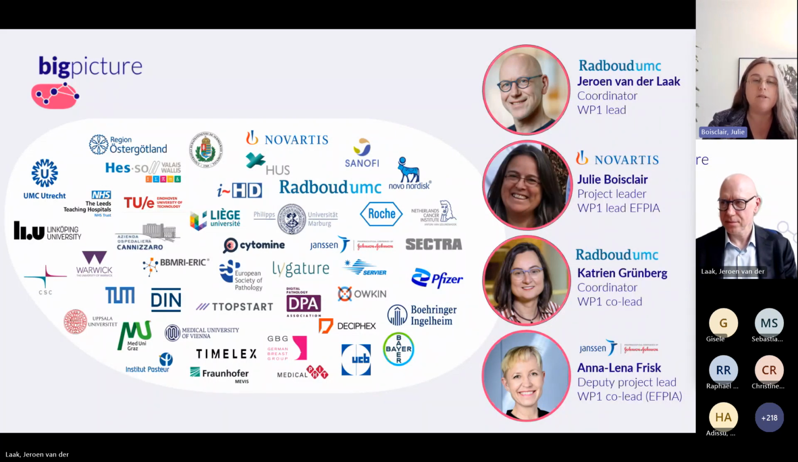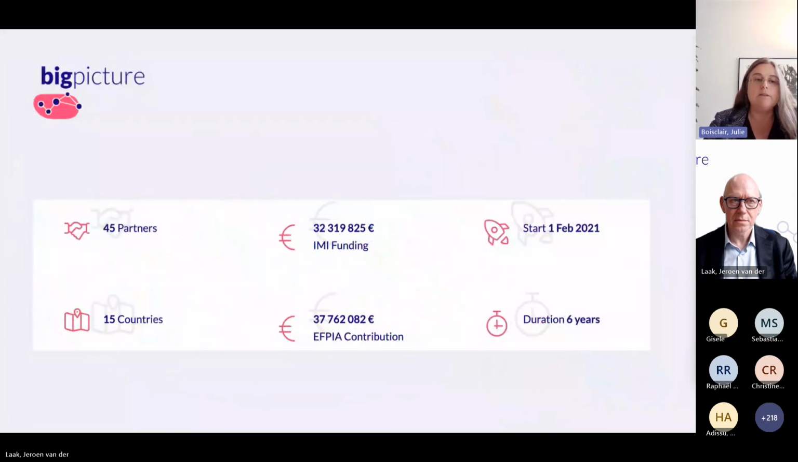So if you go to the next slide, this is who we are, Bigpicture. The people that you see on the right-hand side, you have Jeroen and myself, who are the leaders of the private and public sector. And then we have our co-leaders, Katrin Grunberg, also from Radboud UMC, and Anna-Lena Frisk from Janssen, or J&J, sorry.